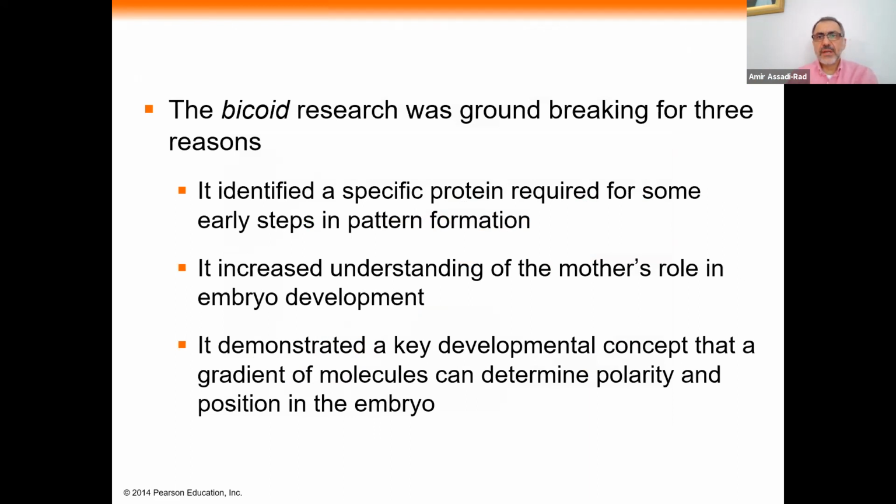The bicoid research was groundbreaking for three reasons. It identified the specific protein requirements for some early steps in pattern formation. It increased understanding of the mother's role in embryo development. And another thing about the mother's role, the mitochondria: the sperm does not have mitochondria. Well, it has mitochondria, but they do not enter the egg. So all of your mitochondria are from your mother, and that's another importance of mothers in embryology. It demonstrates a key developmental concept, that a gradient of molecules can determine polarity and positions, of course, which we'll talk about.